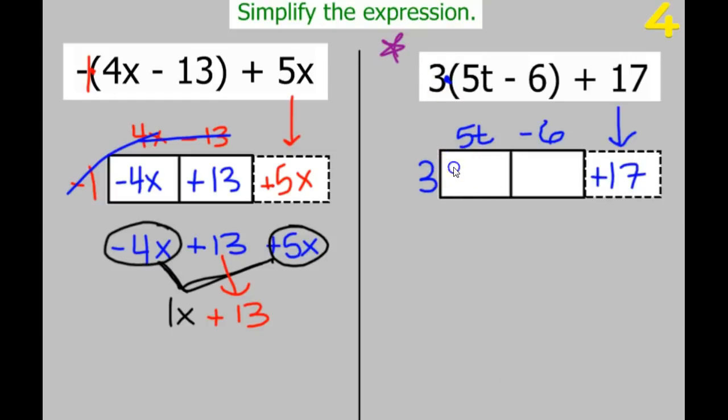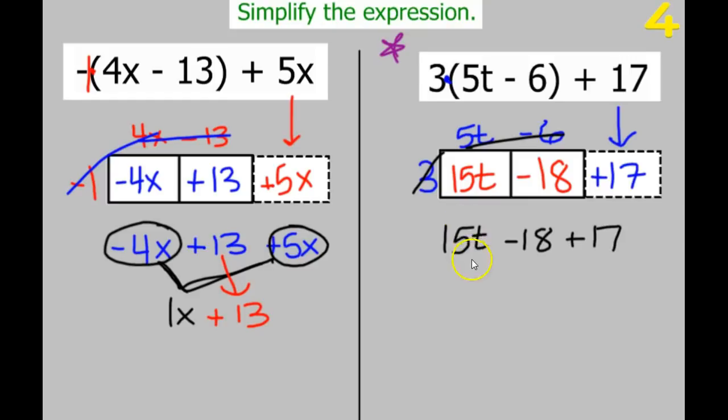So 5 times 3 is 15, so we have 15t. 3 times negative 6 is negative 18. And we're done multiplying, so now we can just combine our like terms. 15t minus 18 plus 17. There aren't any other letters other than this 15t, so I'm just going to rewrite it. But we do have two like terms here, 17 and negative 18. There are more negatives, so we know there's extra negatives. 18 minus 17 is 1. So there's our answer, 15t minus 1.